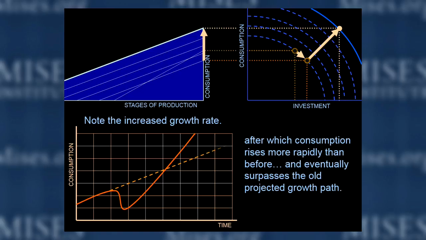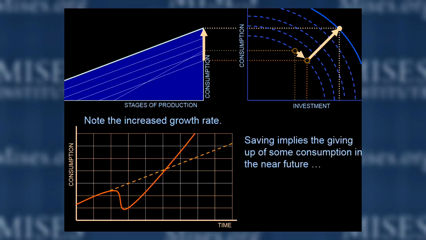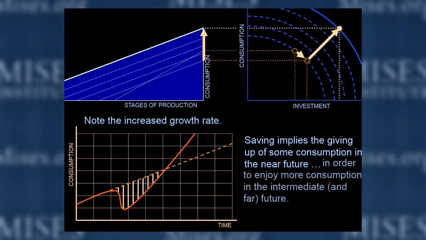And then you can compare the dashed line with the solid line and see that saving implies the giving up of some consumption in the near future. And you'll see that there. Okay. Saving implies the giving up of some consumption in the near future in order to enjoy more consumption in the intermediate and far future.